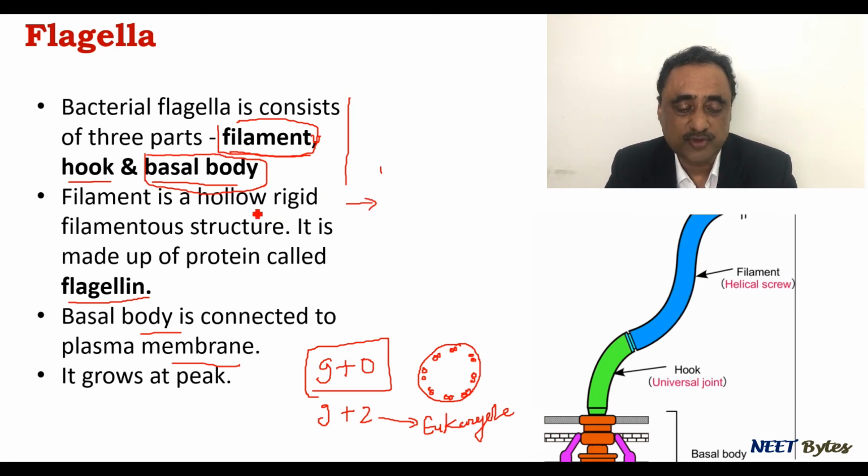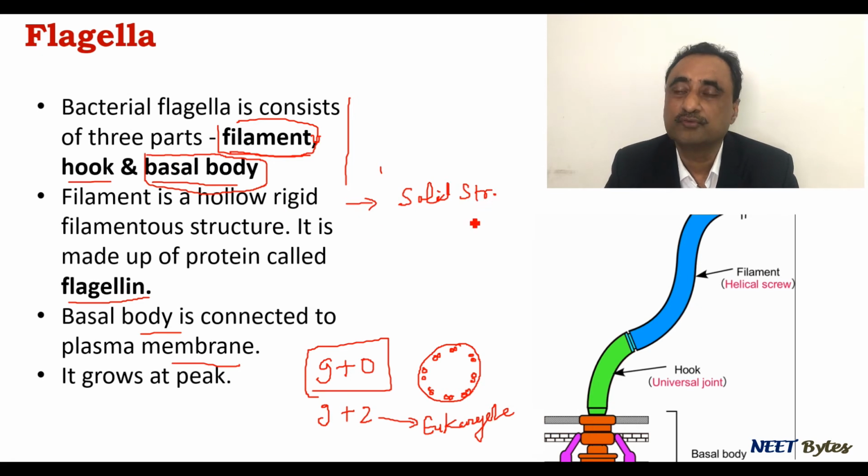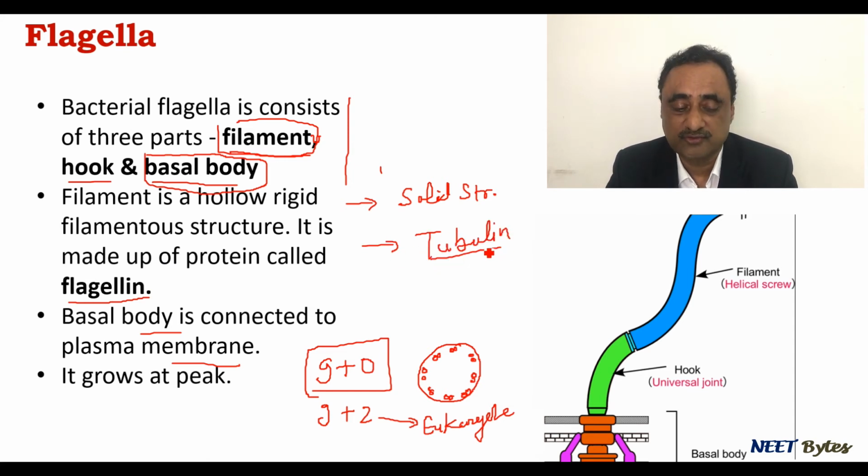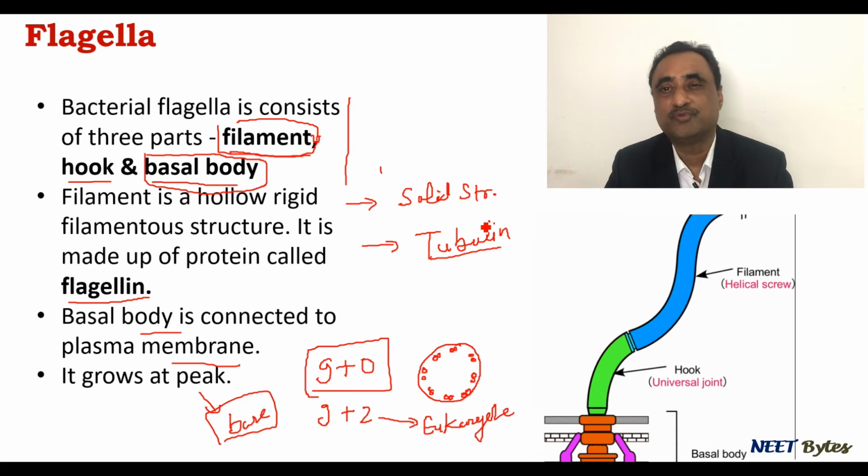Secondly, if you talk about the eukaryote, it is not a hollow structure, rather it is a solid structure. Solid structure in case of the eukaryotes, okay? And in bacteria, it is made up of flagellin, but in case of eukaryote, it is made out of tubulin. It is made up of tubulin protein, right? Secondly, in bacteria, it grows at the tip, but in case of eukaryote, it grows at the base. So this is how we can differentiate between bacterial and the eukaryotic flagella, right?